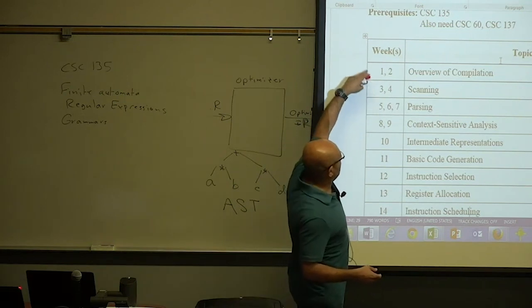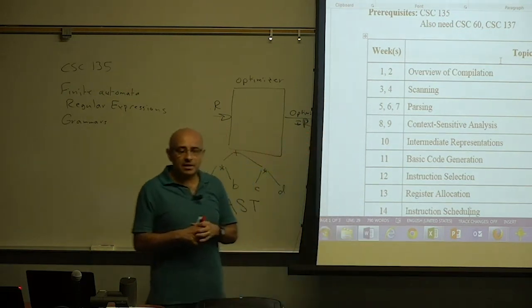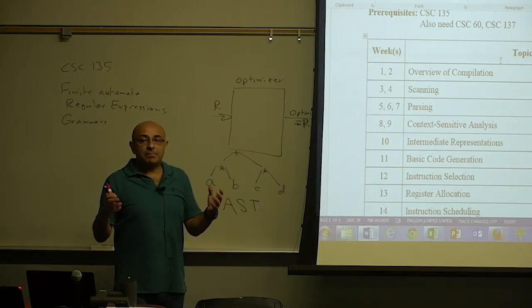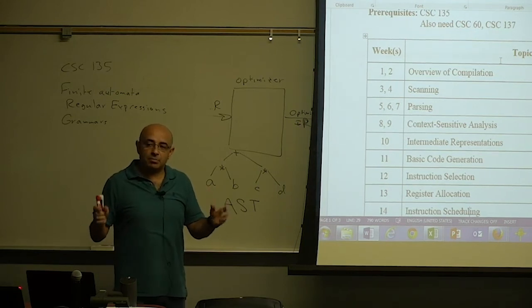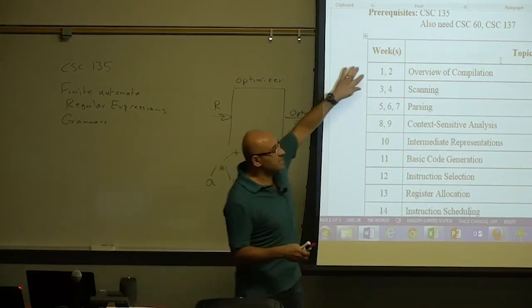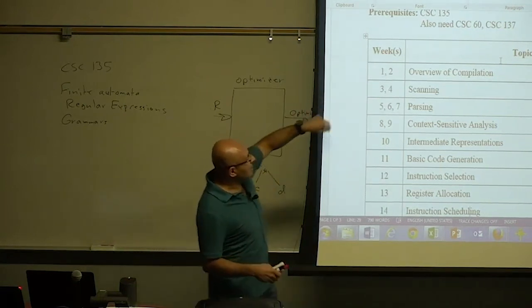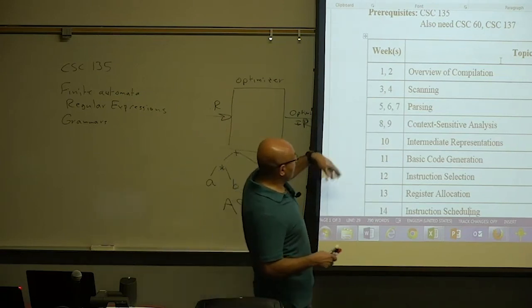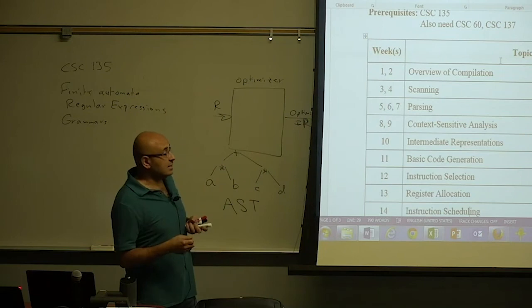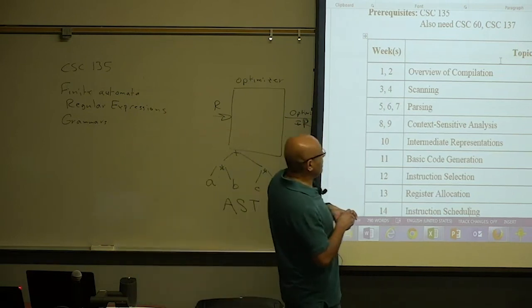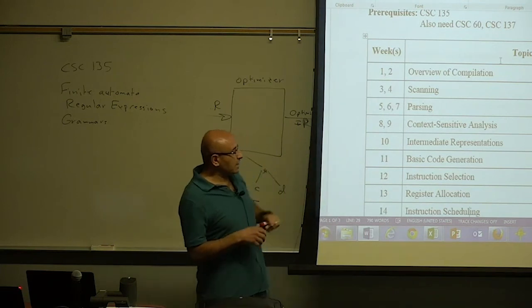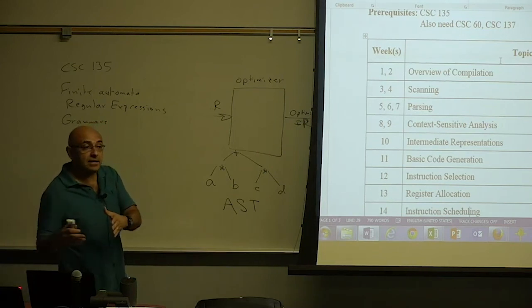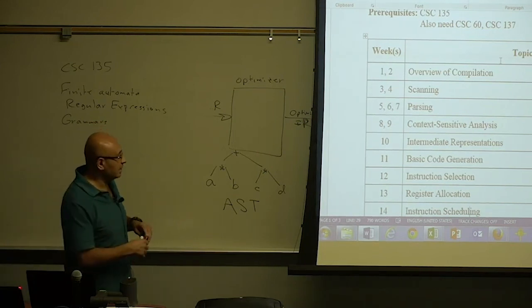There will be an overview first, a couple of weeks. It will be a relatively long introduction so that you get the big picture: what are the different parts of a compiler and what are the different concepts. So our introduction is going to take 2 weeks. Then we'll spend a couple of weeks on scanning, then 3 weeks on parsing, then a couple of weeks on context-sensitive analysis or semantic analysis, then a week on intermediate representations, then a week on basic code generation, how to get from an abstract syntax tree to generic assembly.